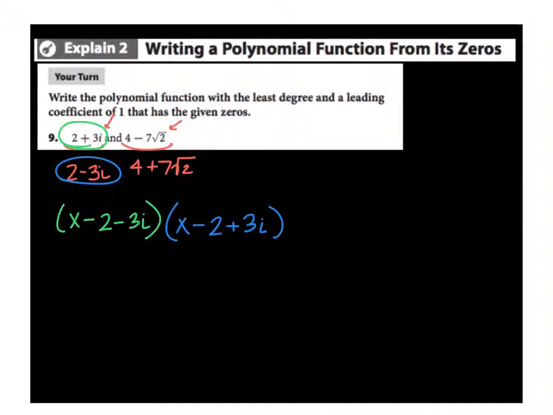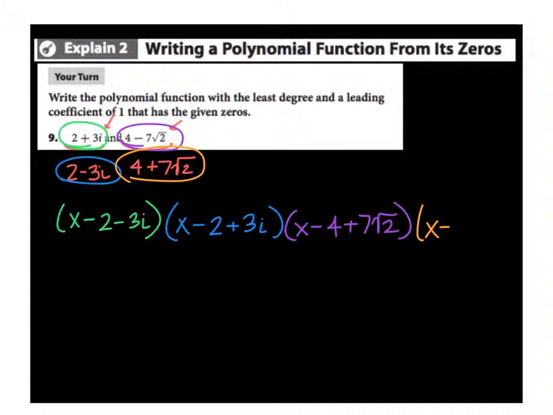You may be wondering why I'm changing the sign. The reason is because I'm distributing a negative, because I know I have to change the signs. So the same way you change the sign, it's like opposite. I'm doing that same kind of concept here. Okay. Up here, my 4 minus 7 square root 2 becomes x minus 4 plus 7 square root 2. And then my last root is going to be x minus 4 minus 7 square root 2.